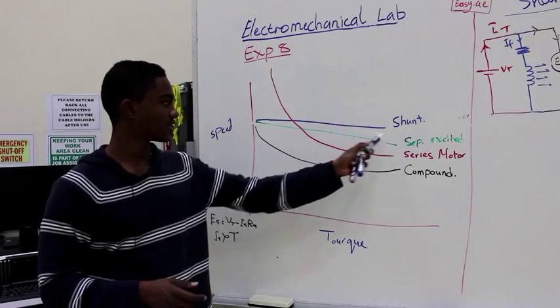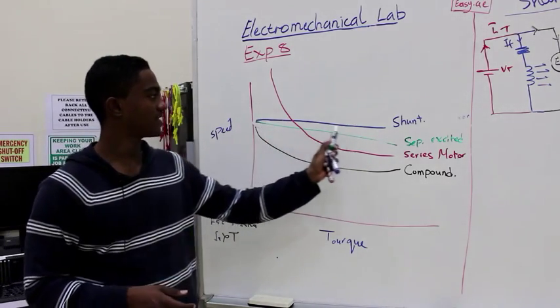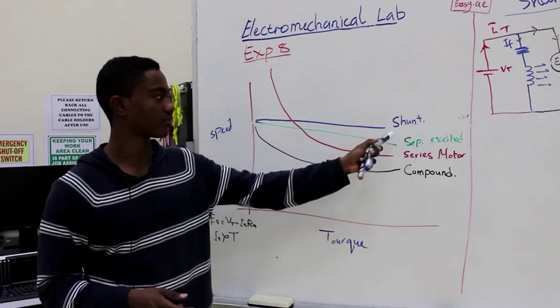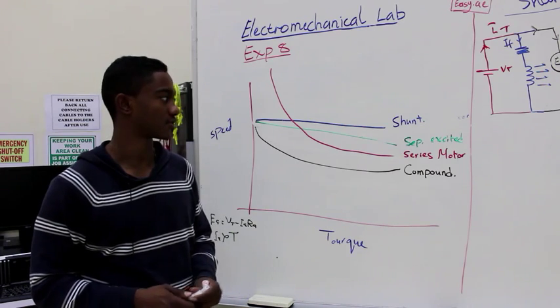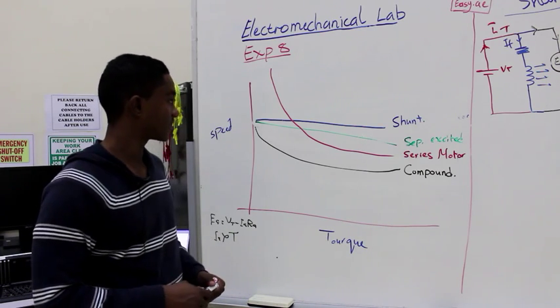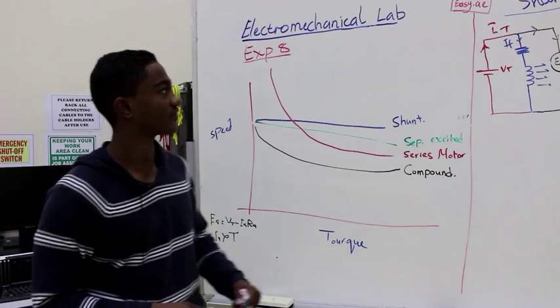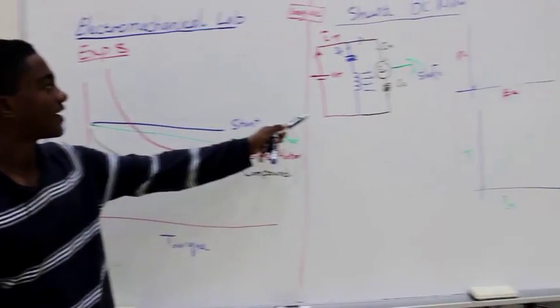So if you can see here, the speed doesn't change much in the shunt motor with the torque compared to the other type of DC motors. So let's see the circuit of the shunt DC motor here.